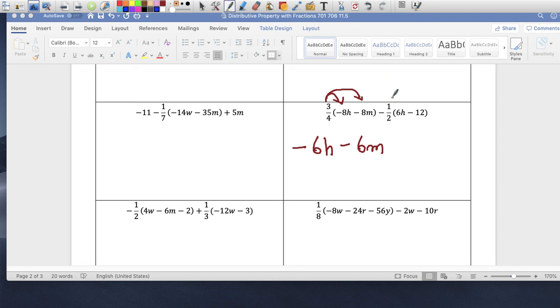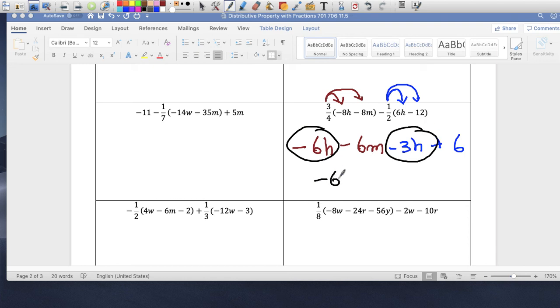And then don't forget that there's a second distributive property, a second parenthesis. So it's a negative, right? Negative 1/2 times 6h. What's half of 6? It's going to be negative 3h. And then negative times a negative is going to be a positive, and half of 12 is 6. Combine like terms? Yes. It's this guy with this guy. So let's put them side by side. Negative 6h minus 3h, and then the other two, minus 6m plus 6.